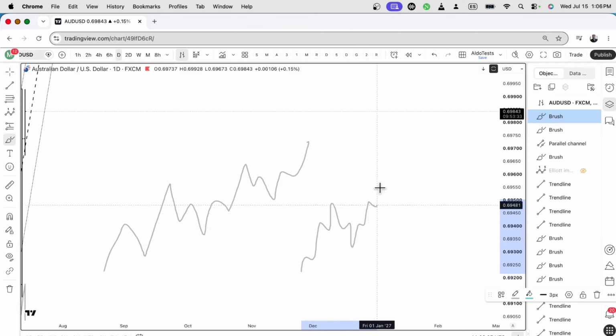So what's the difference between these and an impulse wave? Well, the difference is that in a leading diagonal, wave 4 would penetrate the end of wave 1.